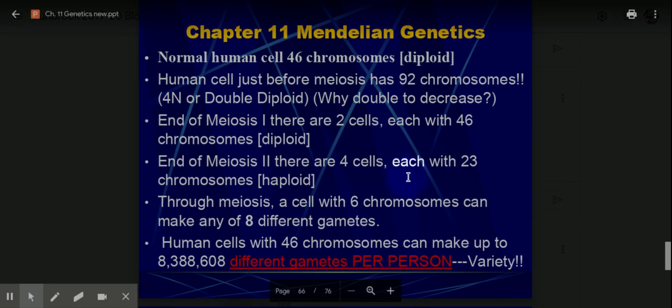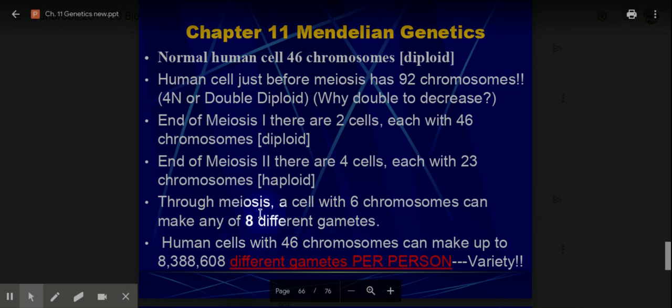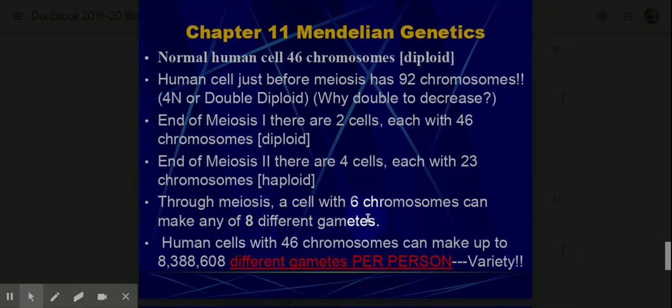Through meiosis, a cell with six chromosomes. So let's say this was something simpler. I can't remember what has six chromosomes. Fruit flies, I believe, have eight chromosomes. But let's say we were a simpler organism. We had six chromosomes. We could make eight different, genetically different sex cells. That does not include crossing over. When chromosomes switch pieces through crossing over, that increases the variety so we could make even more different types of gametes.